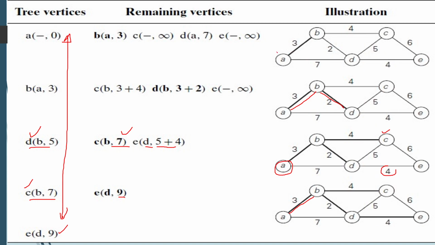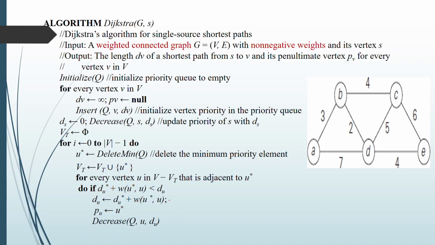So, here I took source as A. From A to all the remaining vertices, I got the solution here. Source is A only, and all these vertices are destinations. That's why you are using the word what here? Single source shortest path. Is it clear now? Okay, let's see how actually it works.